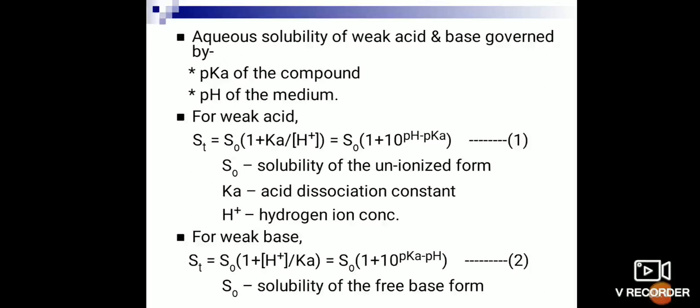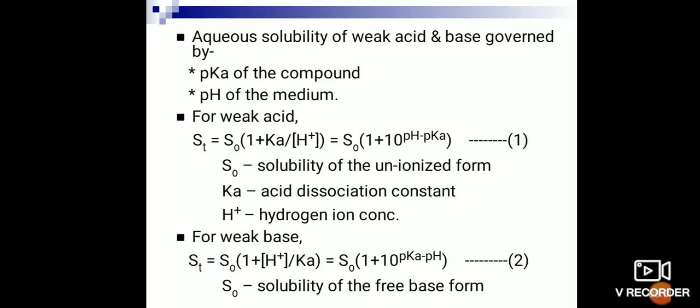For weak acid, as we know, the Henderson-Hasselbalch equation: St equals S0 (1 plus Ka divided by H plus), or it is also represented by another equation: S0 (1 plus 10 raised to pH minus pK). Here S0 is the solubility of the unionized form, Ka is the acid dissociation constant, and H plus is the hydrogen ion concentration.